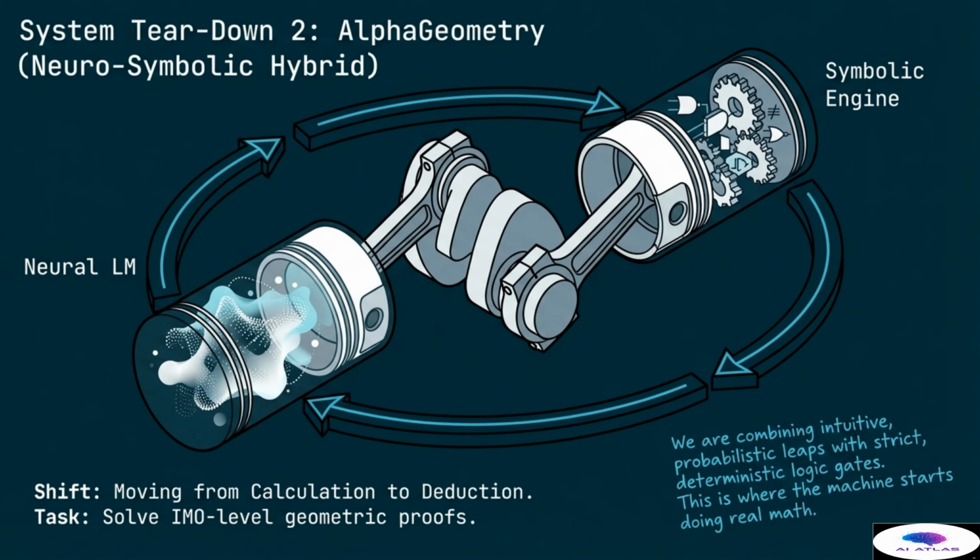Page 7 introduces our second system teardown, which is AlphaGeometry. This is a neurosymbolic hybrid system that mimics the relationship between human intuition and rigorous logic. It represents a shift from simple calculation to complex deduction, with the task of solving International Mathematical Olympiad-level geometric proofs. The diagram shows two pistons working together, a neural language model and a symbolic engine. We are combining intuitive, probabilistic leaps with strict, deterministic logic gates. This is where the machine starts doing real math rather than just pattern matching.